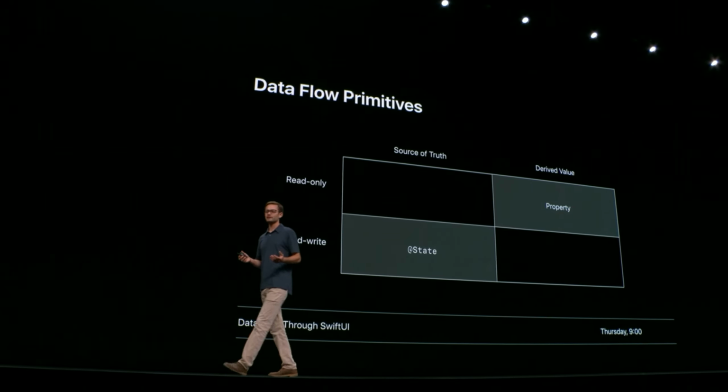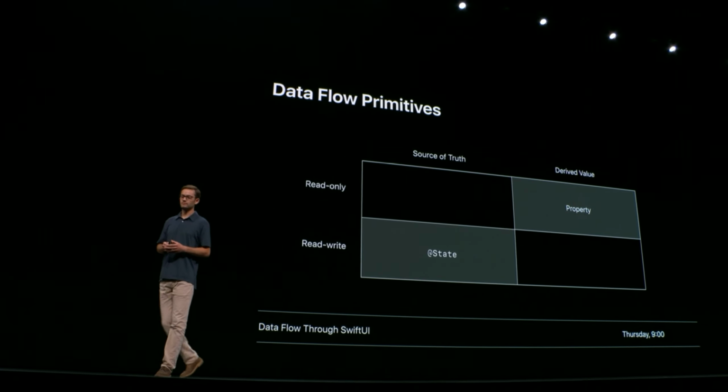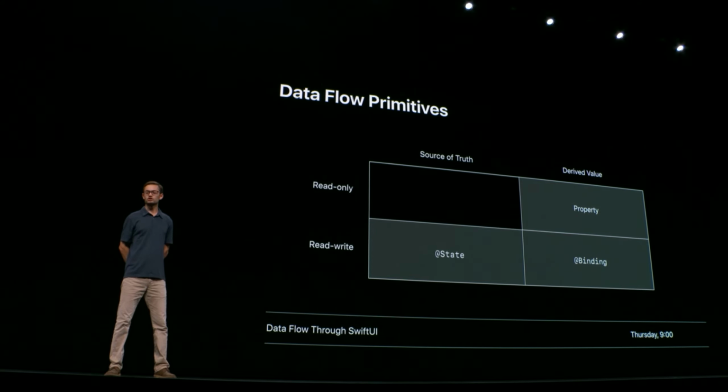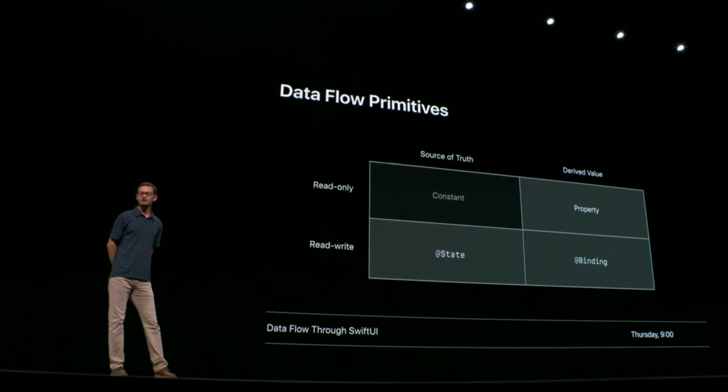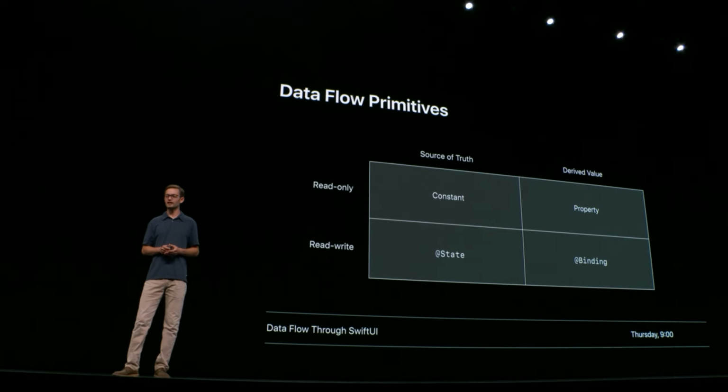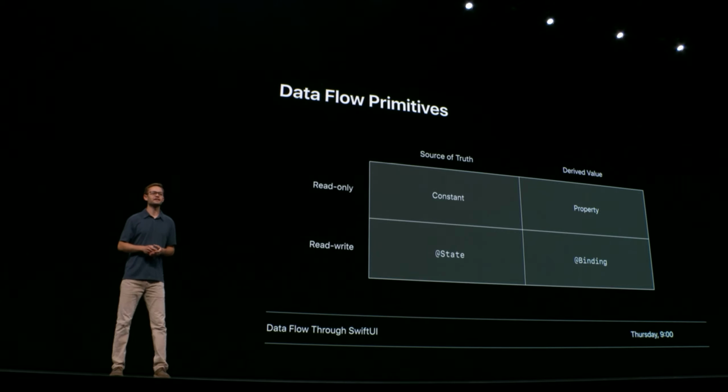So, we've seen how we can declare a source of truth using a state variable, and that every plain old property is a derived value. We're not going to see an example in this talk, but Swift gives you a tool called binding, which is great for passing read-write derived values. And technically, any constant can serve as a perfectly good read-only source of truth, as we saw with the test data driving our previews.